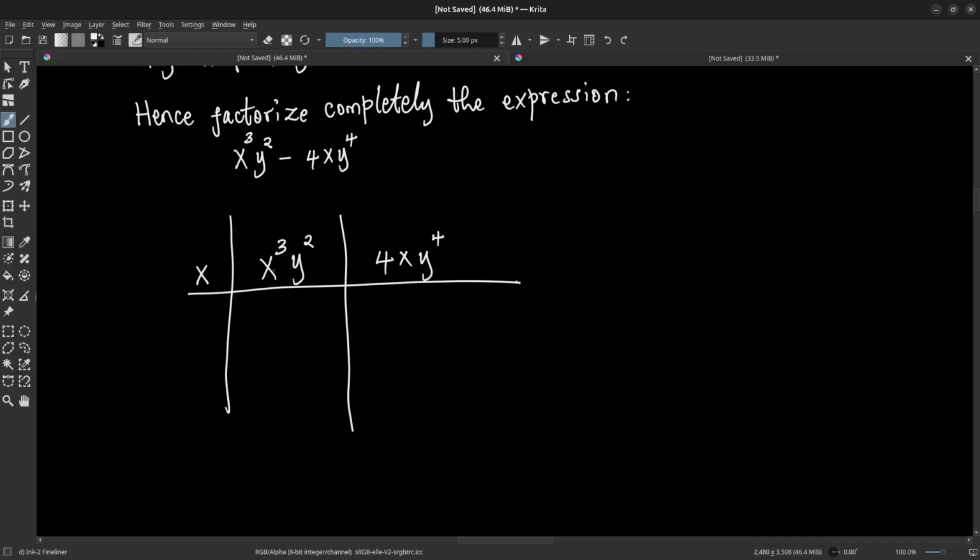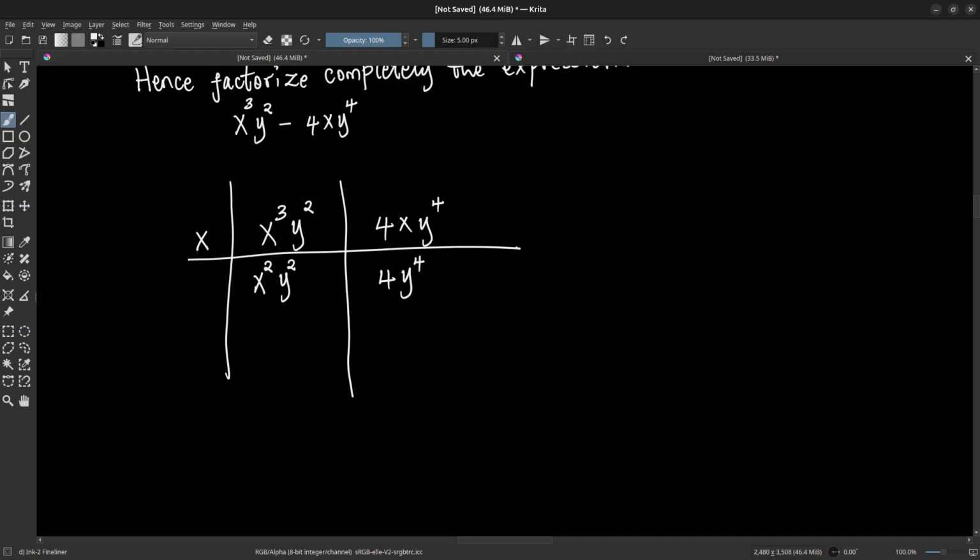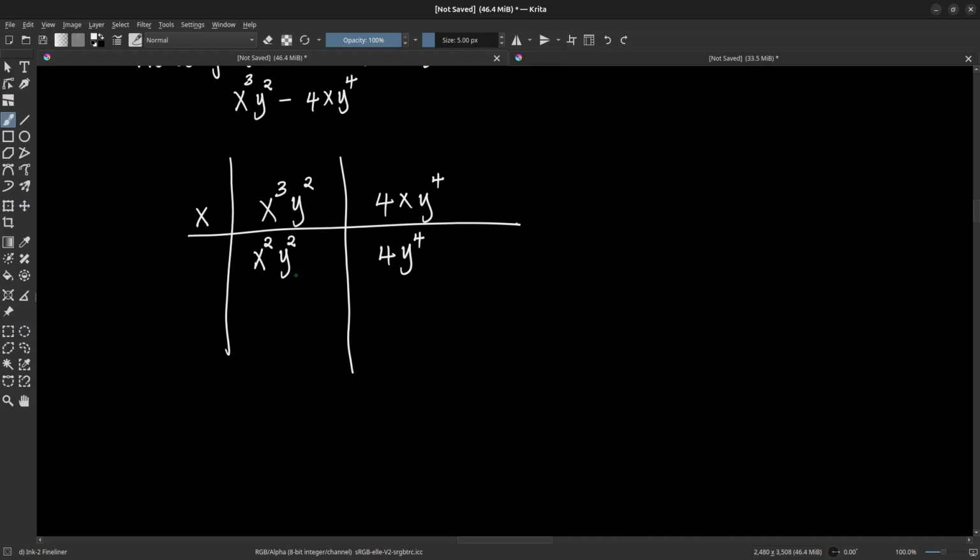So we are going to say x cubed y squared divided by this x. We are going to remain with x squared, and then we still have the y squared on this side. The x cancels out, so we remain with 4y to the power of 4. So at this point, we have no more x's. So now let's focus on the y.